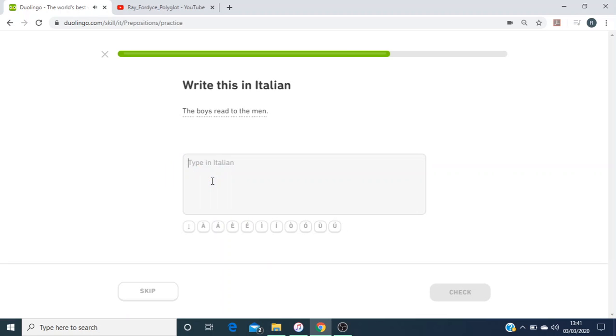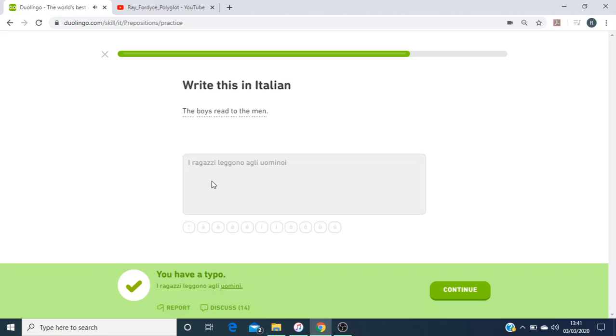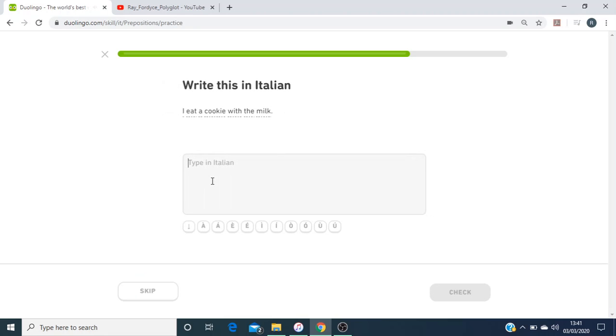The boys read to the men. I ragazzi leggono agli uomini. Oh, I spelled uomini wrong, but thankfully it's good at picking up typos. Mangio un biscotto col latte. Or I could say con il latte.